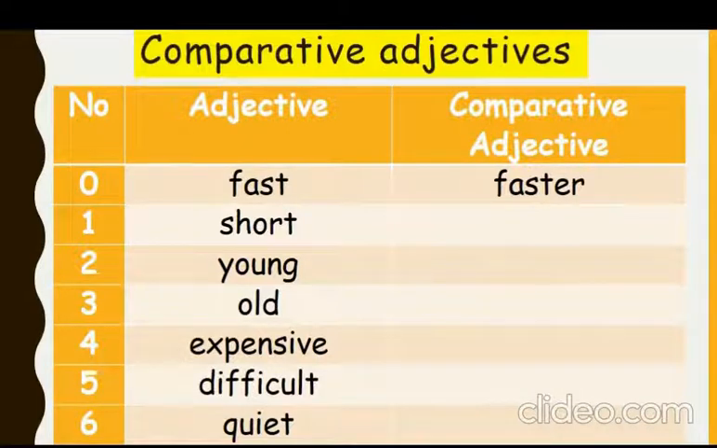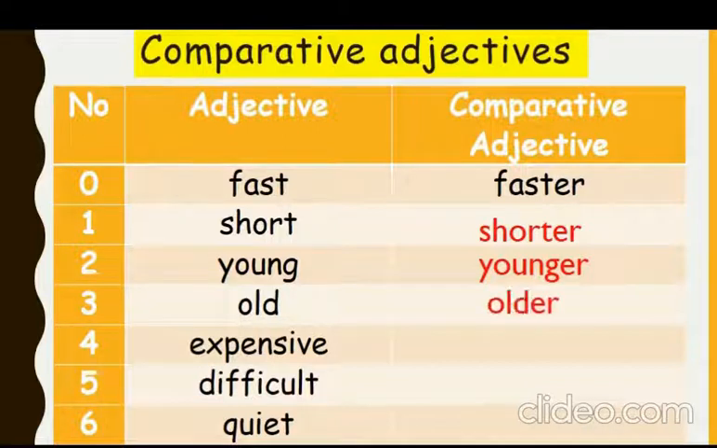Okay, let's check together. Number one, what is the comparative of short? It is shorter. Young, same: younger. Old, older. But for expensive, is that expensiver? No, because it's a long adjective. So with expensive, we change into more expensive.